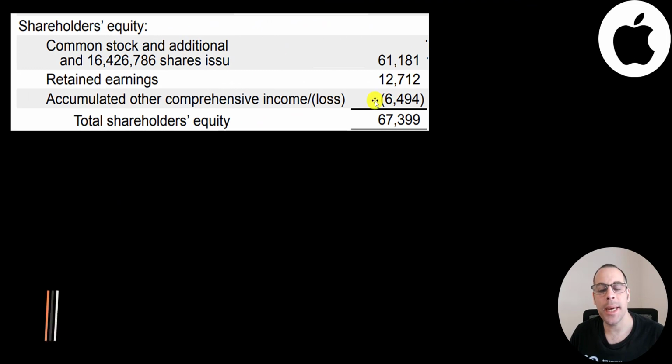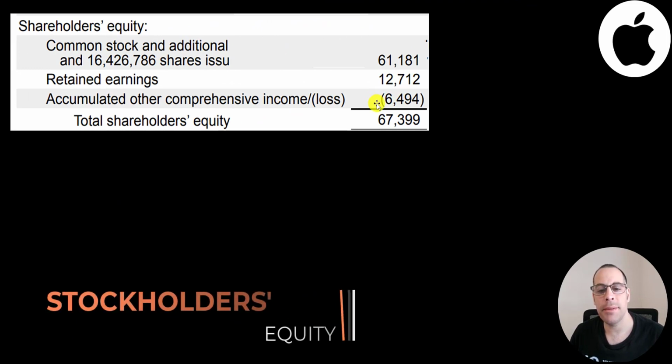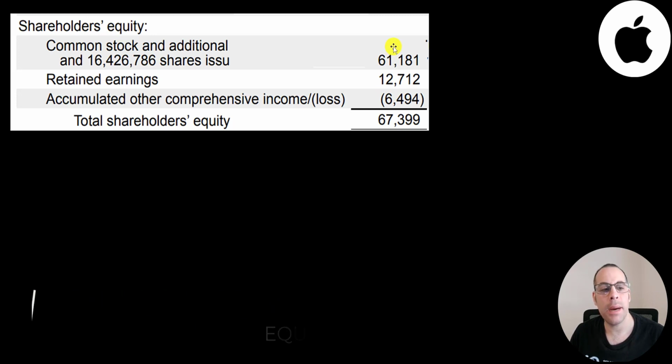This is the equity section on their balance sheet. They have $67 billion of equity. They raised $61 billion from selling common stock, and they profited $13 billion from running their business. Their retained earnings would be much higher if they didn't buy back stock. Every time they buy back stock, it reduces their retained earnings.